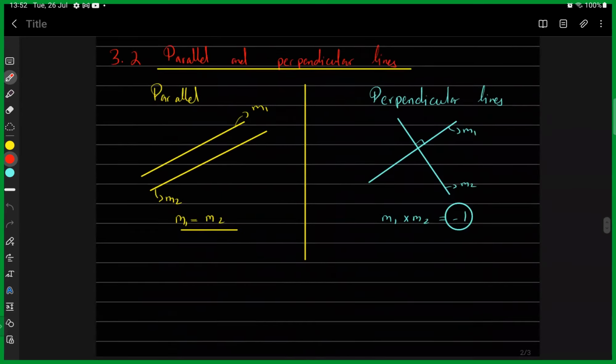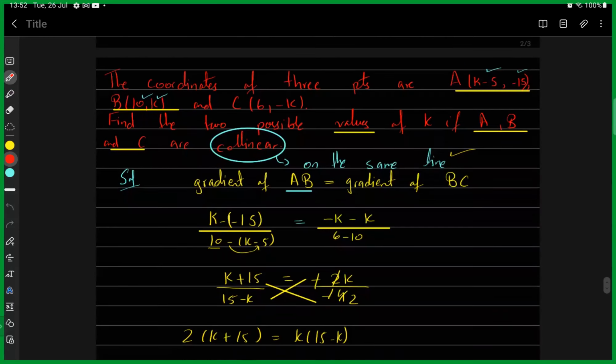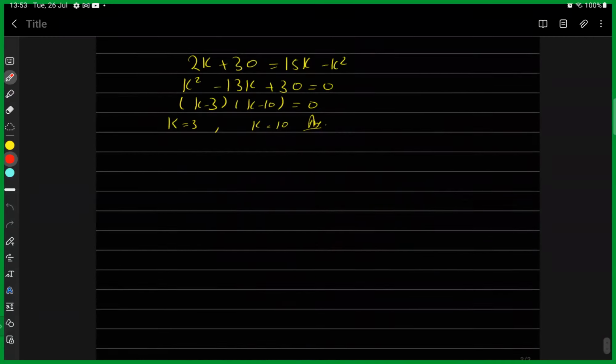Okay. The next concept was basically about parallel and perpendicular lines. In case of parallel lines, the gradients are the same. For perpendicular lines, the product of gradients gives you -1. And then we discussed this question where 3 points were collinear, which meant that all the 3 points were lying on the same line. So if I was using two different combinations for finding the gradient, it would be the same because all the points were lying on the same line. All right, okay.